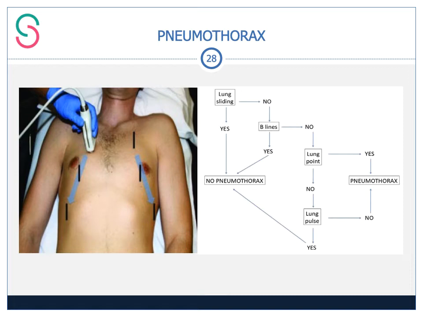If you can't find the lung point, but you can see the lung pulse, this is where the pleura are opposed but not sliding, and the lung transmits cardiac pulsation, then you've excluded pneumothorax. So it's a three-step process looking for lung sliding, B lines, and lung point or lung pulse. And if you can go through the algorithm, you can typically detect pneumothorax with a high degree of sensitivity.